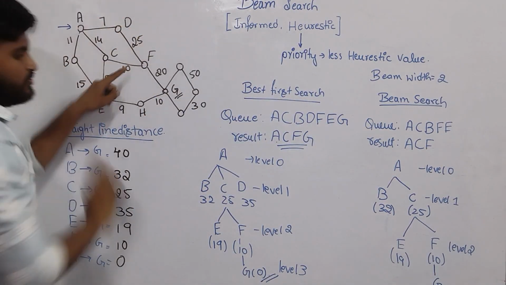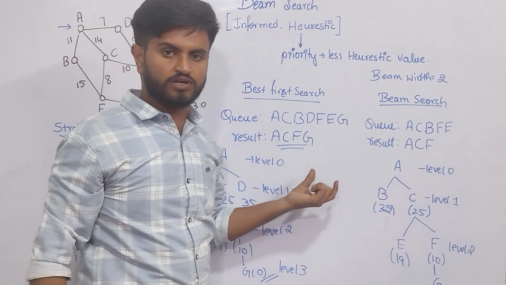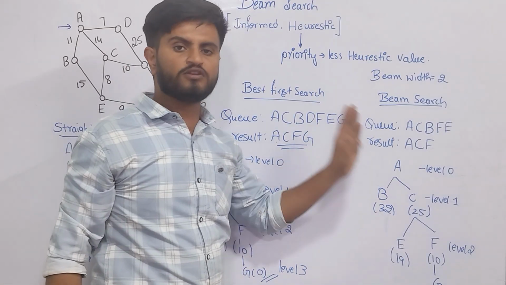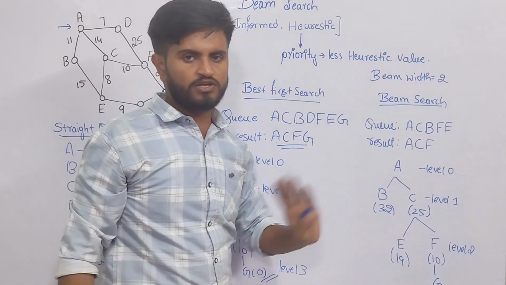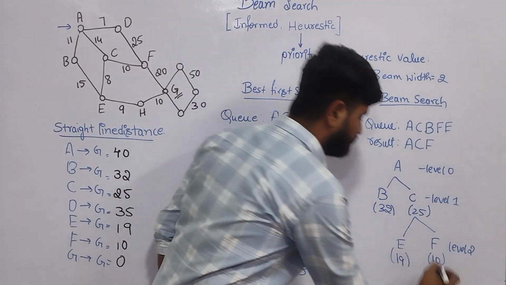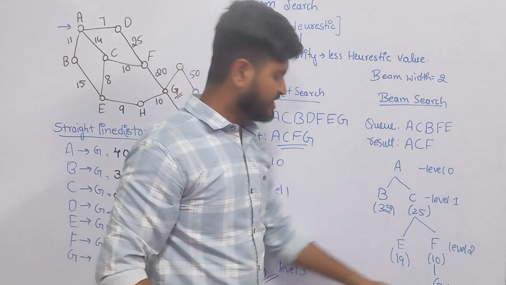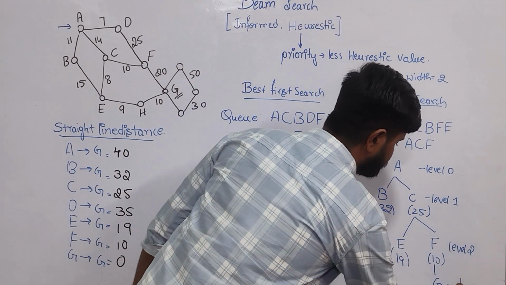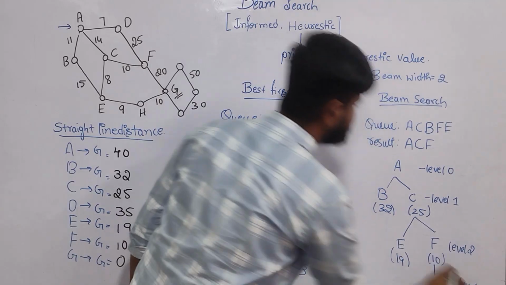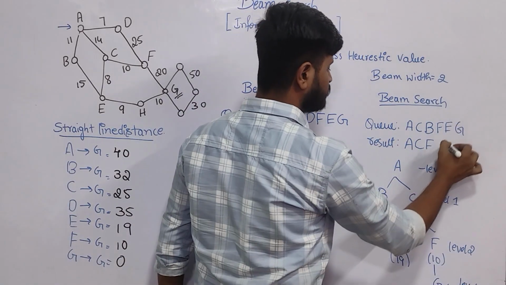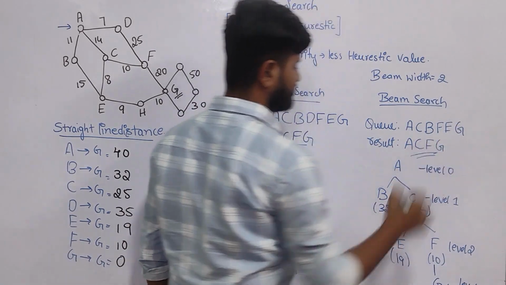You can't go back to D because D was already traversed. Since it was having the more heuristic value in level 1, we did not consider it. So from F to G with the heuristic value 0. In level 3 we are having only one element, that is G, which will be written in the queue and will be written in the result also.